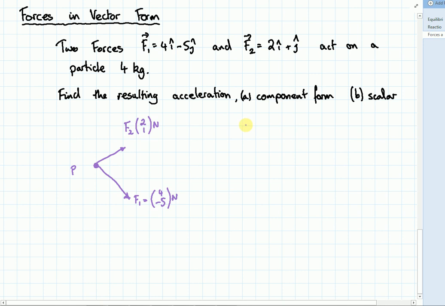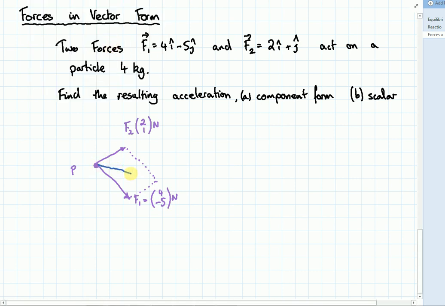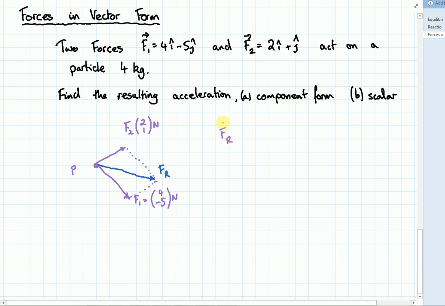Well, the first thing we need is we're going to get the resulting force by completing the parallelogram, by adding the two forces together. And that gives me Fr. I'm changing colour to show this is the resulting force. So the resulting force, Fr, is the vector sum of F1 and F2. So we add those together, so F1 is (4, -5), and F2 is (2, 1). So we get a resulting force of (6, -4).